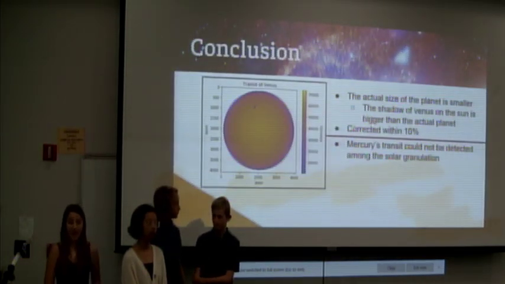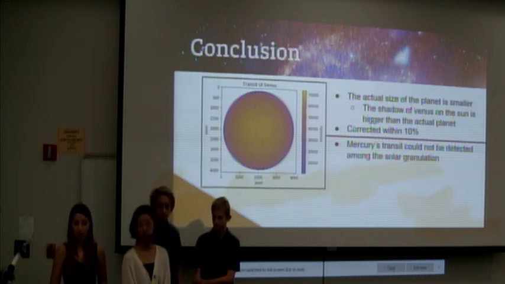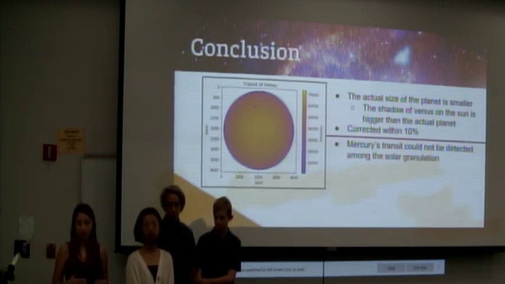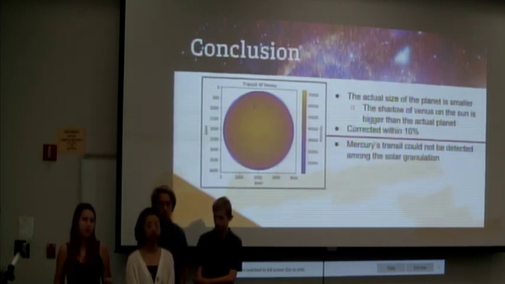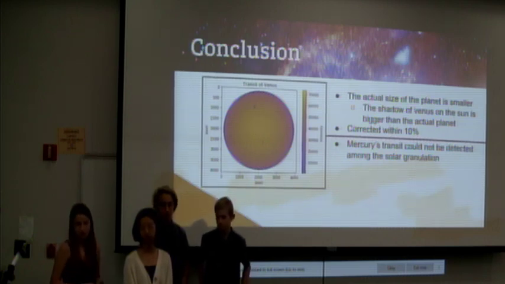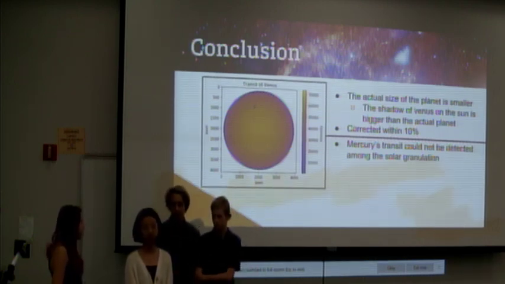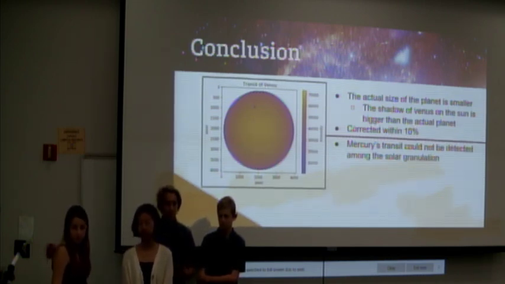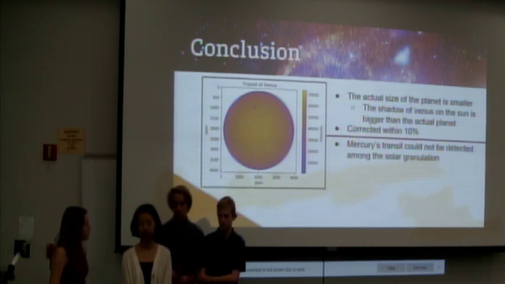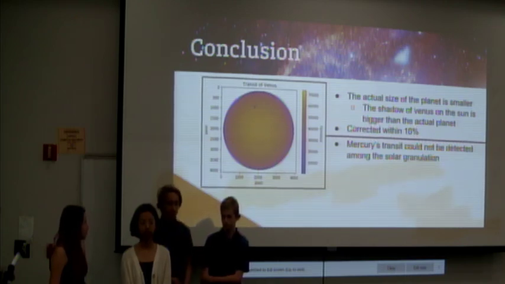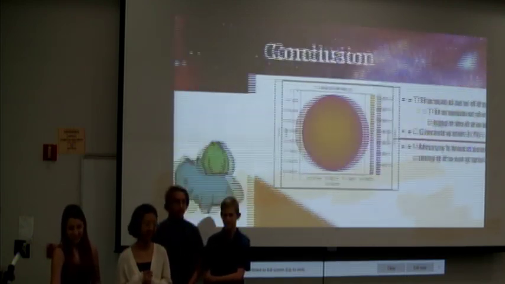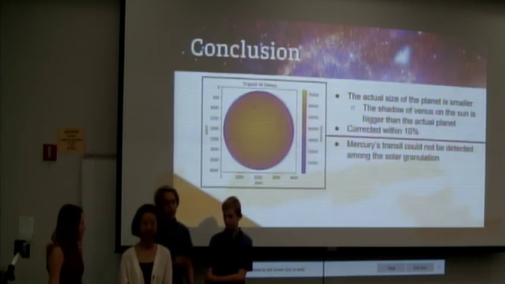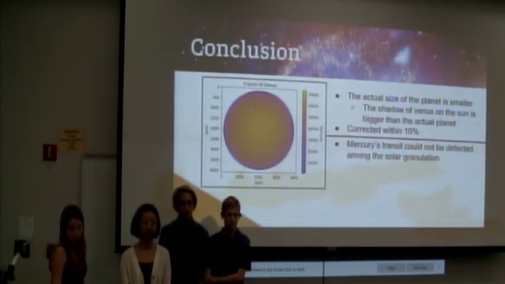So in conclusion, the actual size of the planet is much smaller. The shadow of Venus on the sun is a lot bigger than the actual planet, and we had calculated it to be within 2% correct or 10% error, so it works. And Mercury's transit could not be detected, but we were using equations to calculate the size of Mercury just from what we could see in the images. We measured the pixels and were converting it to kilometers using triangle magic and things like that. But sadly, we couldn't figure it out, and Dr. Sun actually figured out what's going wrong with the equations, so we are going to be working on that.